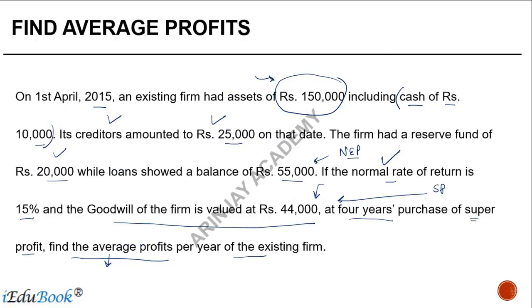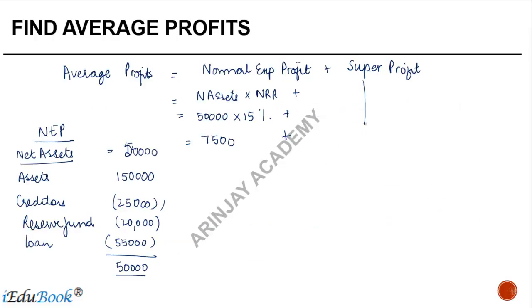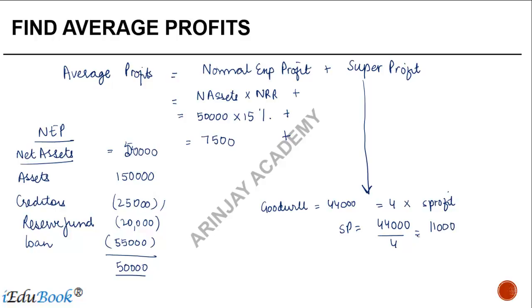You're also given that the goodwill of the firm is valued at 44,000, which means the value of the goodwill is 44,000 at 4 years purchase of super profit. So when I look at the calculation of super profit, my goodwill is equal to 44,000 and this is equal to 4 times the super profit, right? Or in other words, my super profit is equal to 44,000 divided by 4, 11,000, right? So my super profit is 11,000.